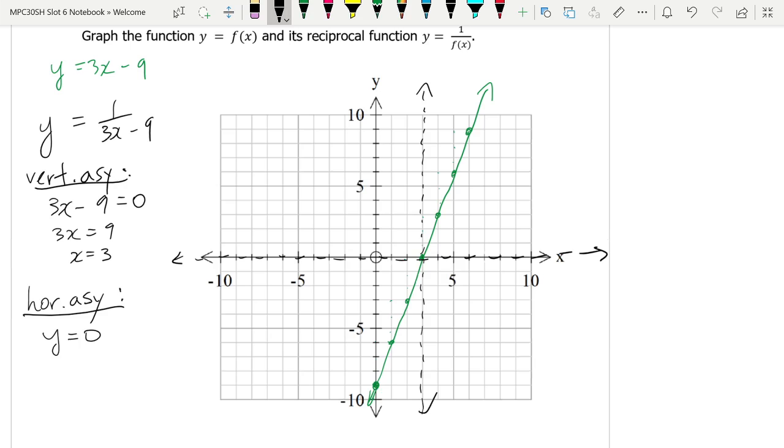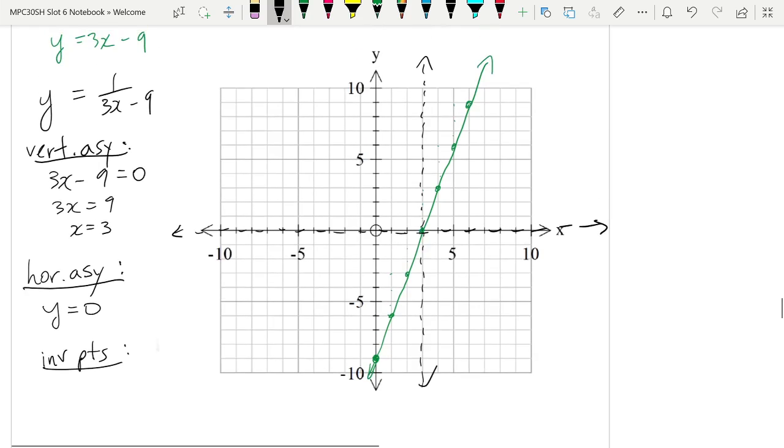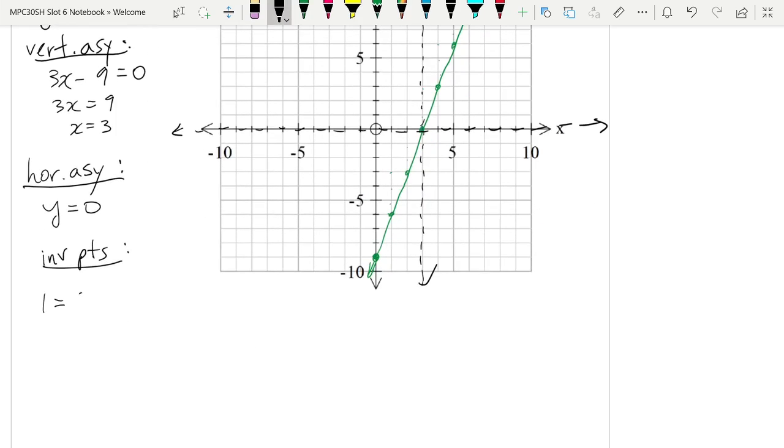Let's find now our invariant points. Invariant points happen when y is 1. So 1 equals 3x minus 9, which means 10 is equal to 3x, which means x is going to be 10 thirds. That's 3 1/3, or when x is 3 1/3, y is 1. Now I actually don't bother looking for that too much. I just kind of go to, oh, here's where y is 1. Does that look like 3 1/3 to you? Yeah, it's pretty close. I'll take that. So there's one invariant point.